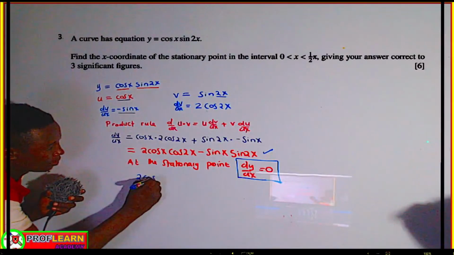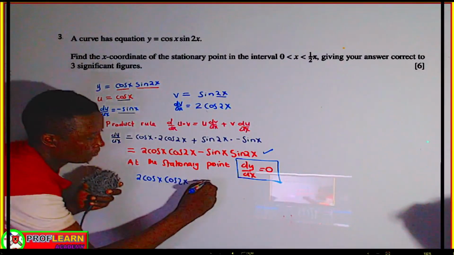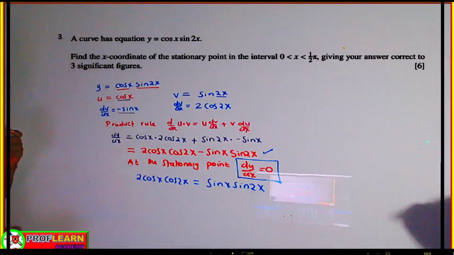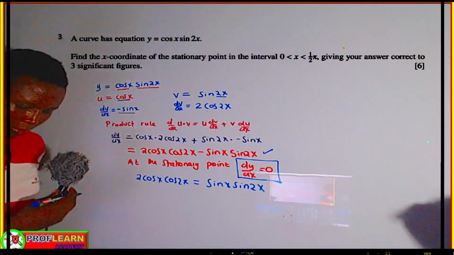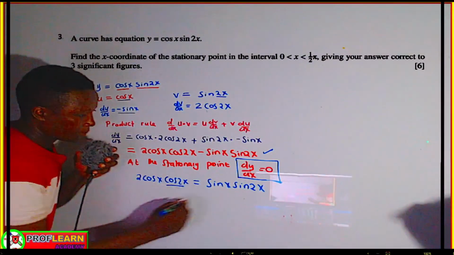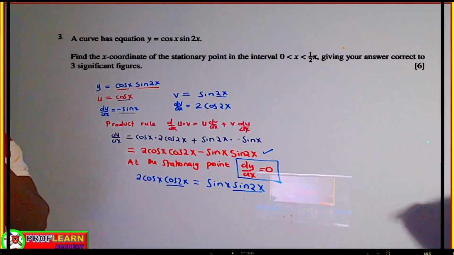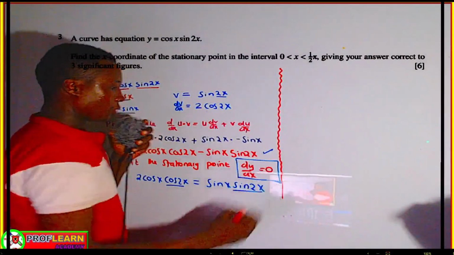So 2 cos x cos 2x is going to be equal to sine x sine 2x. What I was saying is that this kind of equation you cannot really work out because you have a double angle at this point, and also a double angle at that particular point. So it's upon us to see how we can work it out in order to remove those double angles.